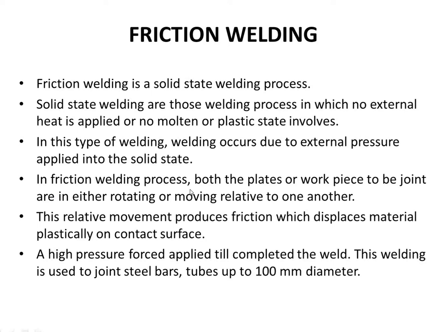In the friction welding process, both the plates or workpieces to be joined are rotating or moving relative to one another. This relative movement produces friction which displaces material plastically on the contact surface. A high pressure force is applied till the completion of the weld. This welding is used to join steel bar tubes up to 100 mm diameter.